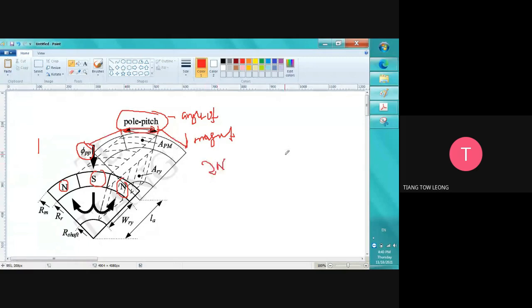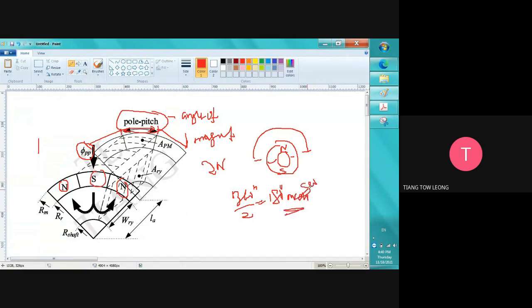For example, if we have a two-pole machine, this is the north pole, this is the south pole. So what is the pole pitch? 180, because it's 360 divided by 2 poles, which is 180 mechanical degrees. Mechanical degree is geometry, which means in space. Okay, pole pitch. So what is the flux per pole pitch? How does it flow? South pole goes in, north pole goes out. It goes in like this, and it will split into two.